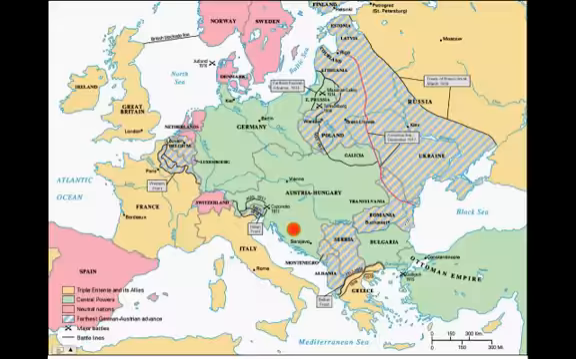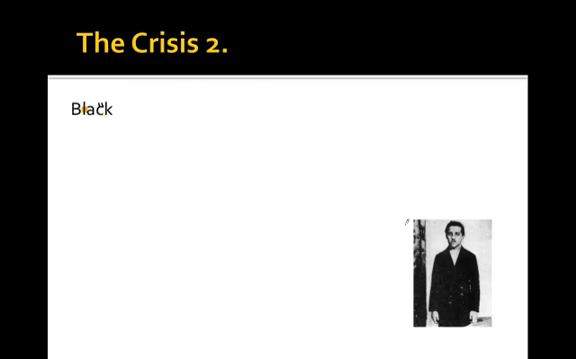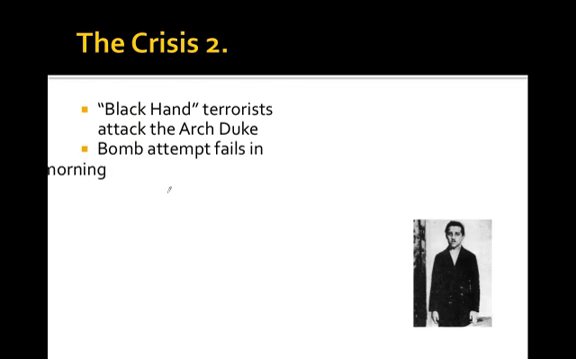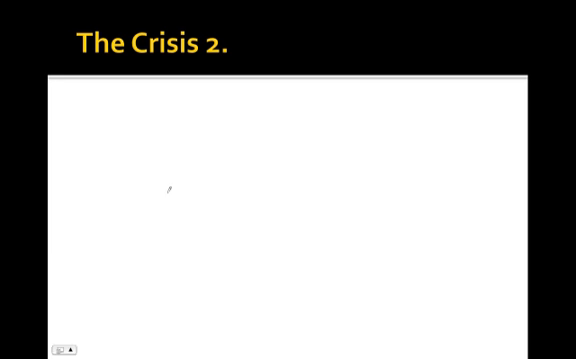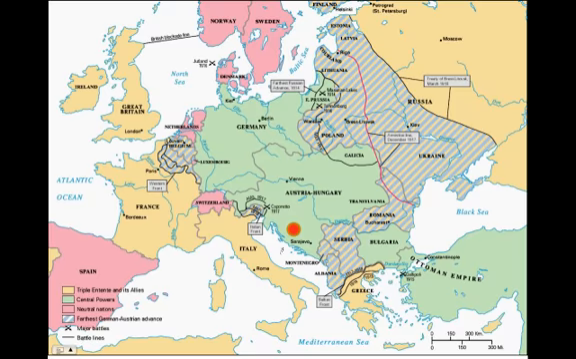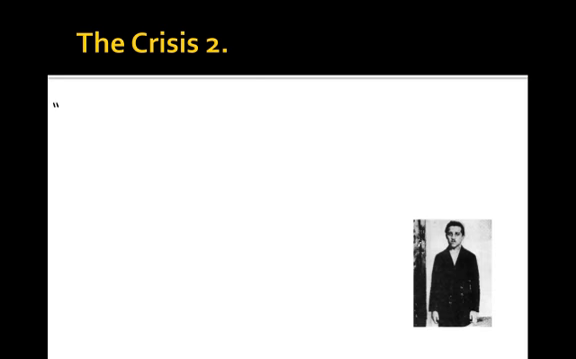All right. So where is Sarajevo? Notice Serbia is here. It's in Austria-Hungary, but in the area that Serbia would like to have, because they say, hey, they're Slavic, we're Slavic, we should be Slavic together. So there's Gavrilo.